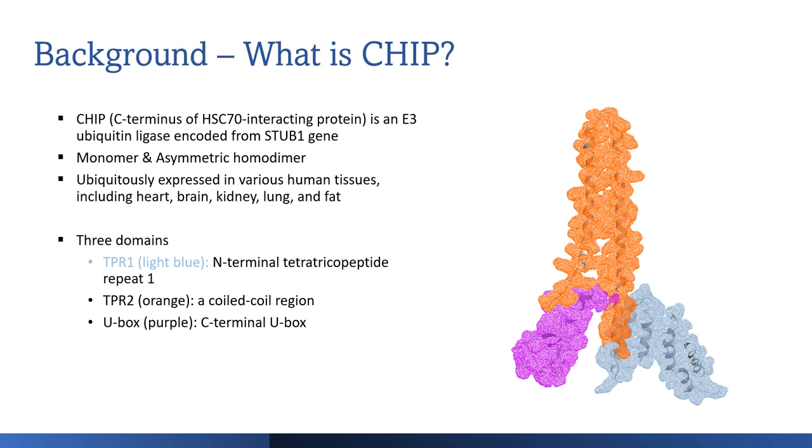TPR1 is an N-terminal tetratricopeptide repeat 1, and that is labeled in light blue. TPR2 is a coiled-coil region that is labeled in orange. The U-box domain is a C-terminal domain of the protein that's labeled in purple.